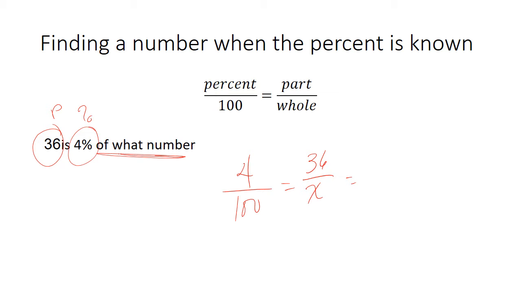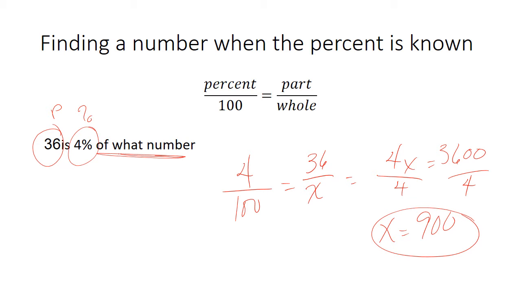So we have 4x is equal to 3,600. Divide by 4. X equals 900. So 36 is 4% of 900. Okay.